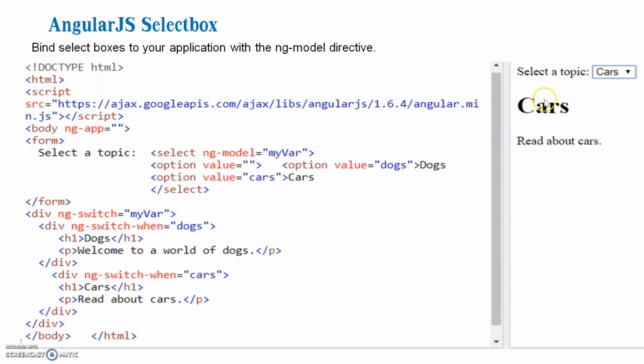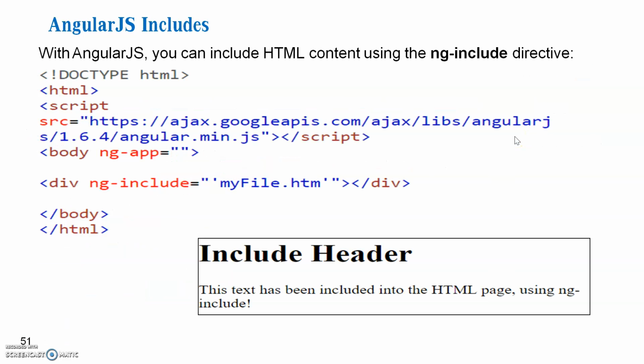If you observe, cars is selected, so this is displaying. Then next, includes. With AngularJS, you can include HTML content using the ng-include directive. So ng-app, ng-include and myfile.html means in this current HTML you can include the contents of another HTML file. So include header, this is the text being included into the HTML page using ng-include. These are the contents of this file, those are included in this current file.